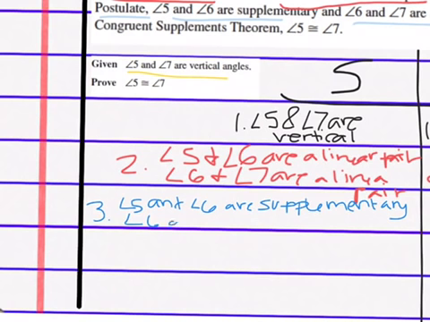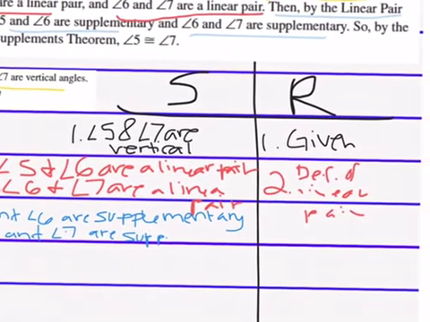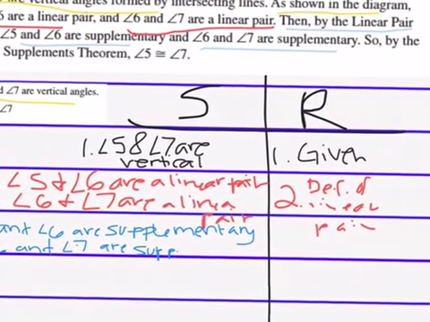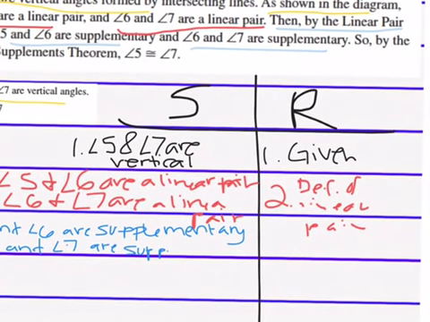All right, angle 6 and angle 7 are supplementary. I'm just going to have to abbreviate that. And what's our reason for that? Well, if we look back, by the linear pair postulate, that's what it says right here. So that is the reason that we used for line 3, the linear pair postulate.